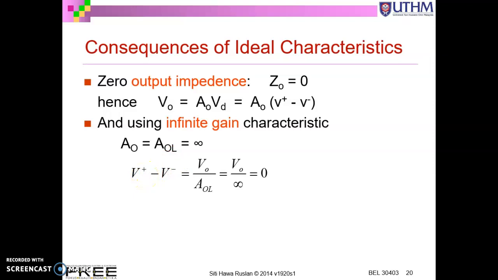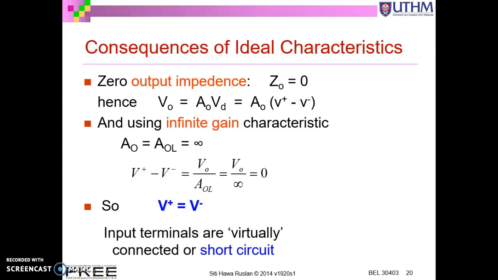V plus subtract V minus equals VO divided by A open loop. Substitute A open loop with infinity. VO divided by infinity equals 0. So with this, we can say that V plus equals V minus. This is the second important equation for op-amp.